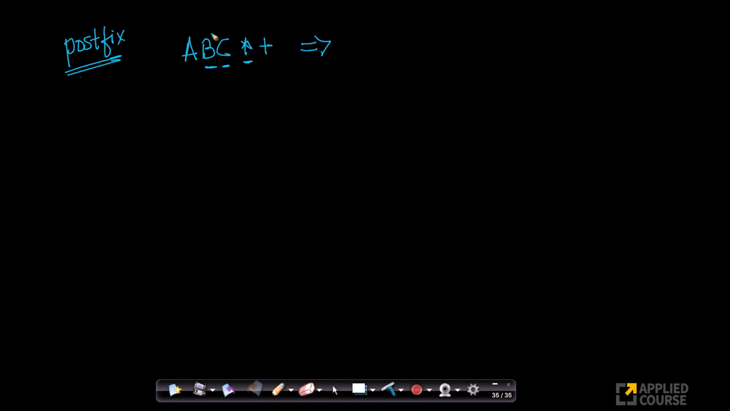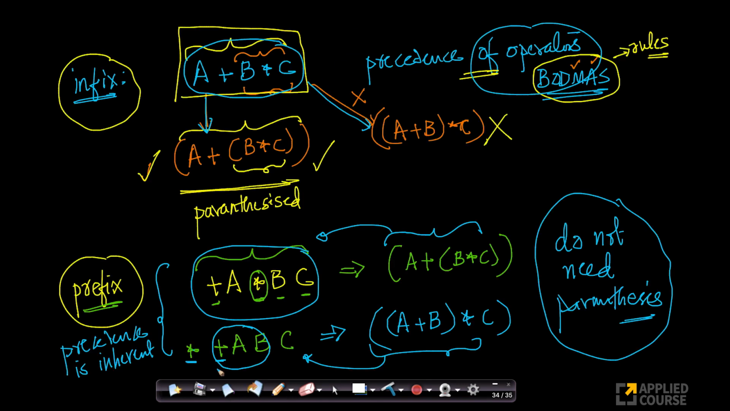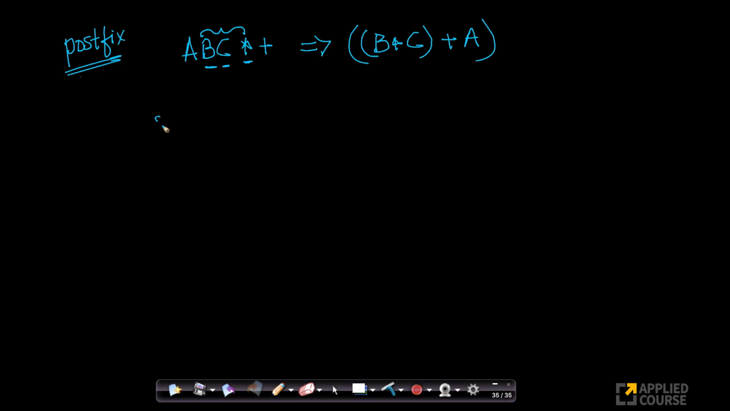So what does this mean? First, I need to evaluate this part, which means B multiplied by C, right? Then I have A and plus, which means this is needed to be added with A. So this is automatically equivalent to this. I do not require anybody to tell me. There is no confusion. So again, there is no parenthesis required, and there is no confusion or ambiguity.